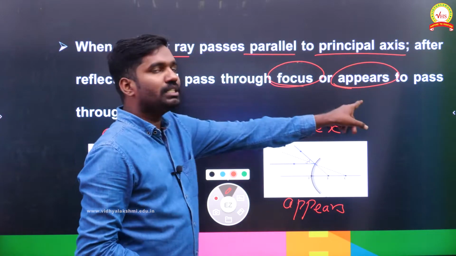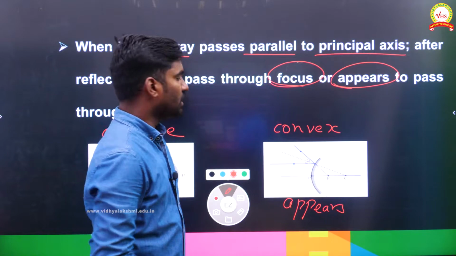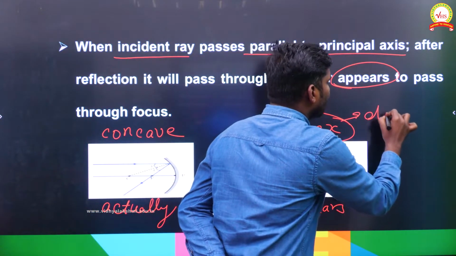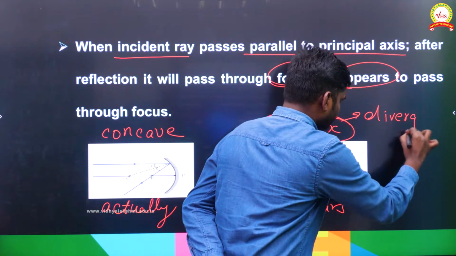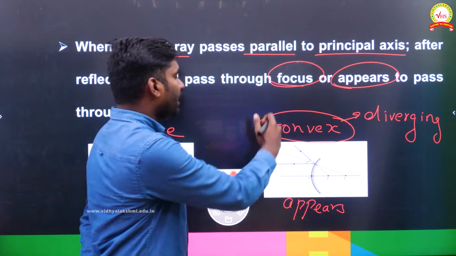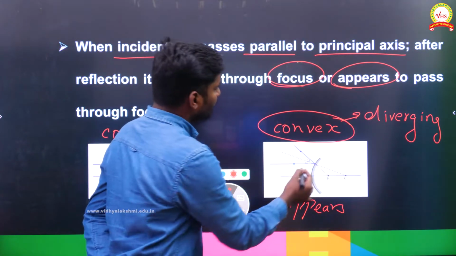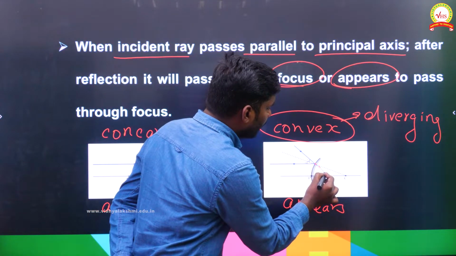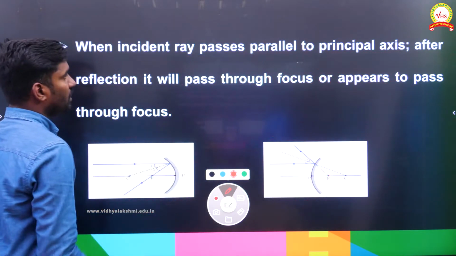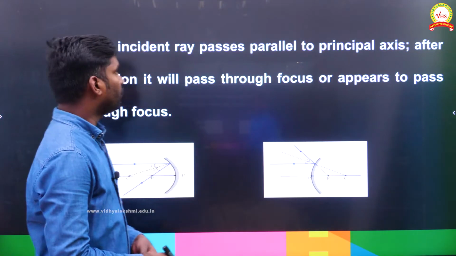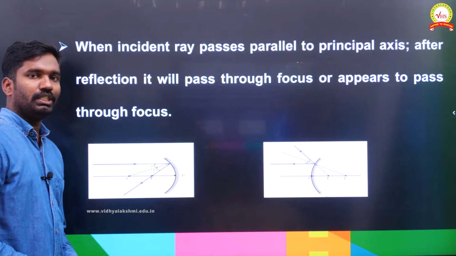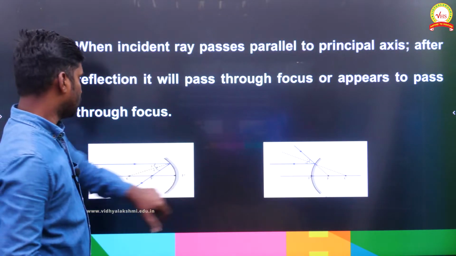Why in this case does it just appear to pass through the focus? Because we know that the convex mirror will do a diverging action. So the reflected ray will diverge in different directions, right? So to make it pass through the focus, I'll just take an imaginary line and make it pass through the focus, right? So this is our first rule. So what is the first rule? When the incident ray passes parallel to the principal axis, after reflection, it will pass through the focus.